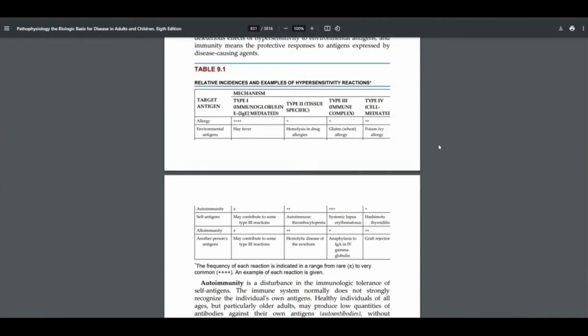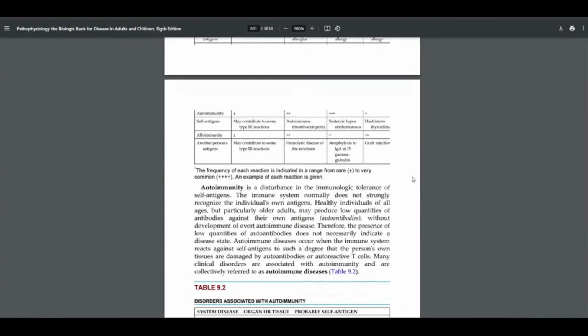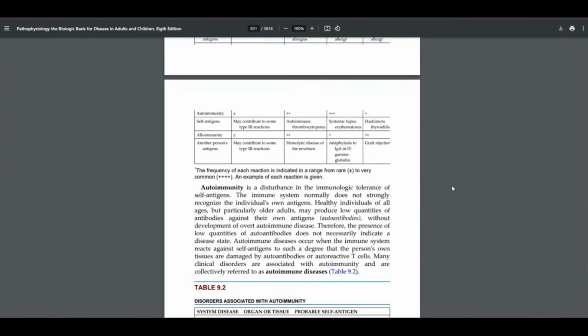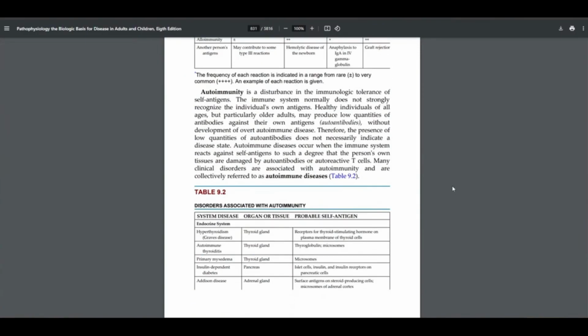So the plus and minus are how common it is in each section. Some very common, some not so much.